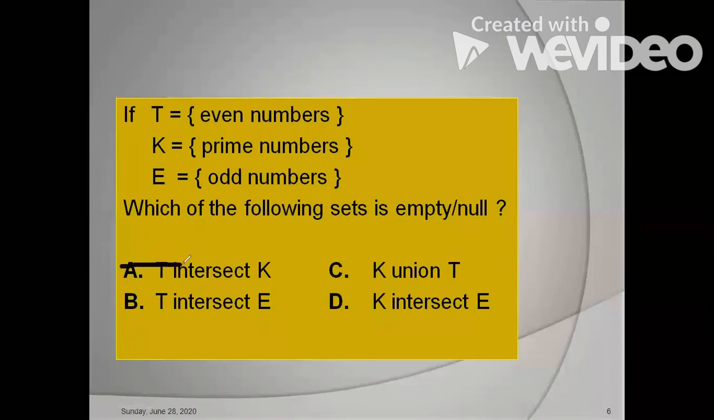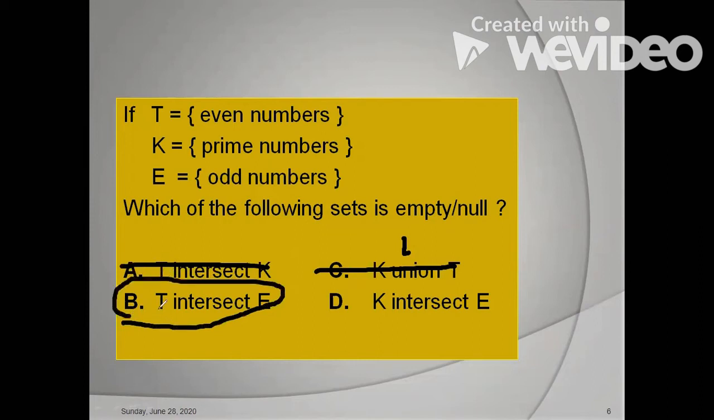So let's try that out. Let's look at C. It says K union T. So basically, do we have K union T? Do we have something that is either even numbers or prime numbers? Well, yeah, it's the same too. So C exists. So let's get to the answer. Answer there is B.